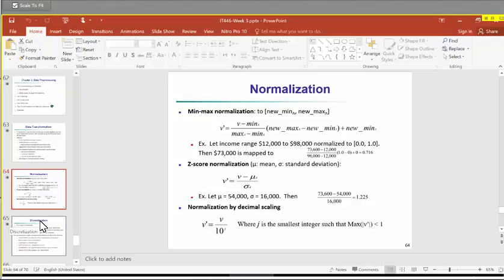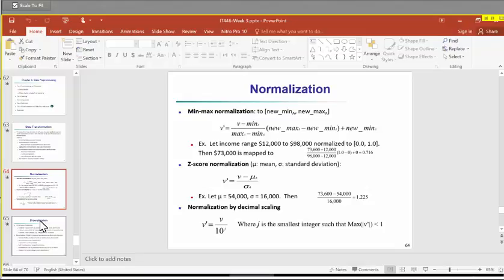So normalization has many types. For example, the first one is minimum maximum normalization, and you can see its equation over here. The example is that if you have an income range from 12,000 to 98,000 and you want to normalize it between 0 and 1. In normalization, we transform the data into another scale. For example, in this example, we are transforming the data from 12,000 to 98,000 into 0 to 1.